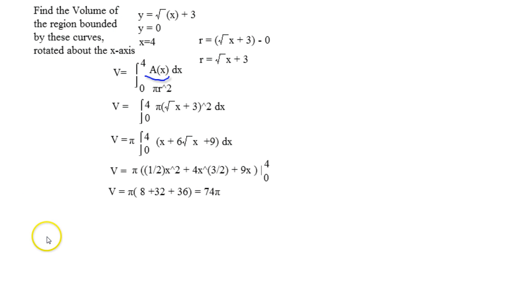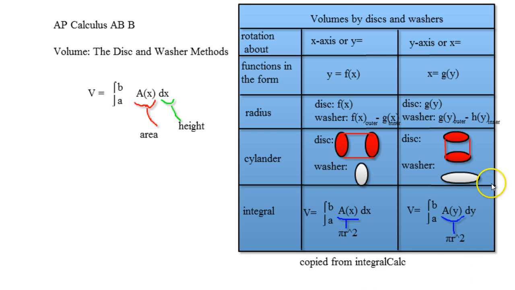Now, if we were working with a washer, all you would need to do is find the inner function and the outer function and subtract the two as you're working with the radius. So that's going to be pretty easy when working with that stuff right there.